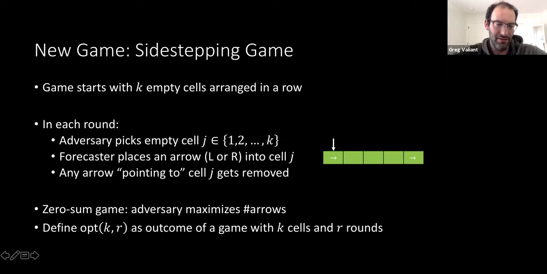Okay. And we think of this as a zero-sum game. The adversary is trying to maximize the number of arrows that remain at the end of the game. We are trying to minimize the number of arrows. Let's refer to opt(k, r) as the optimum expected number of arrows at the end of a game where we start with k cells and we have r rounds of placing arrows and removing them.